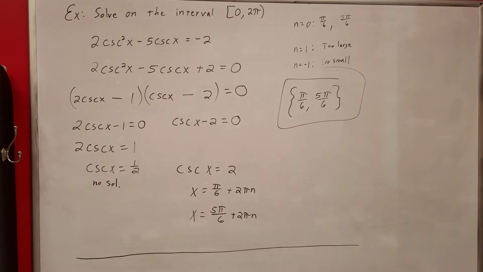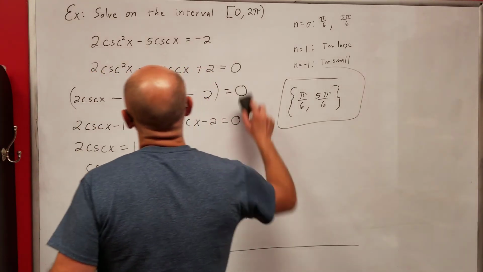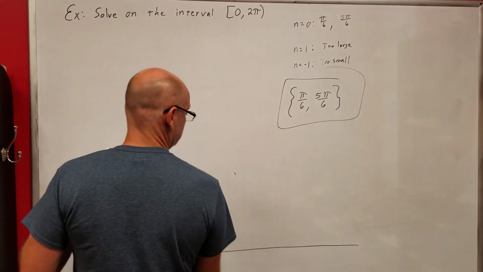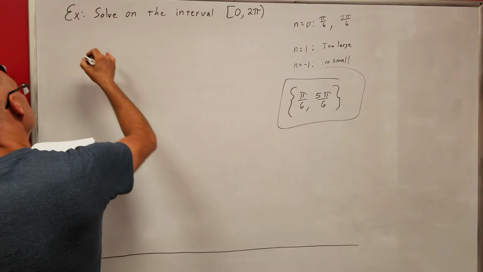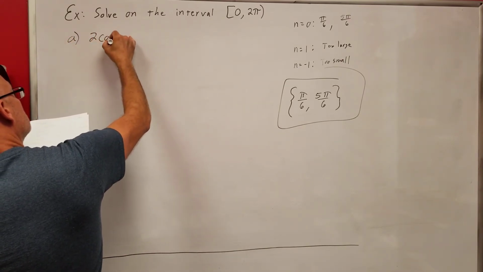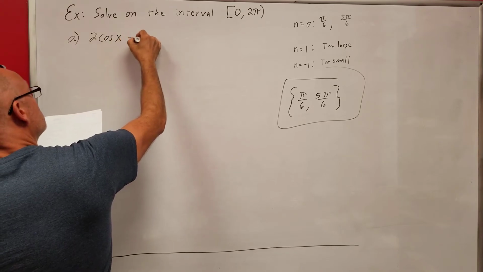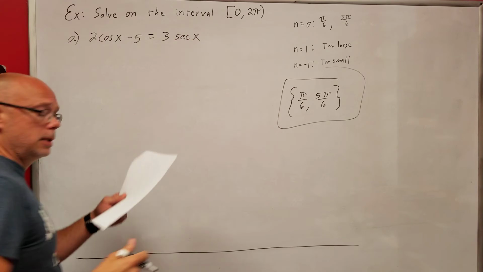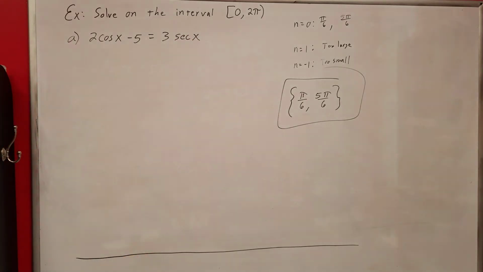All right, so what we've got next is to solve in the interval from 0 to 2 pi, like we had directions there. And then we have a and b. All right, let's look at a. I have 2 times cosine of x minus 5 is equal to 3 times the secant of x.